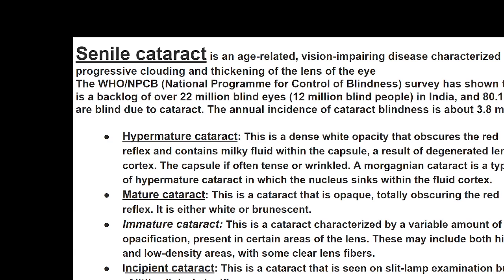Incipient cataract, where only on slit lamp examination it is seen but has no clinical significance. Immature is by variable amount of the opacification which is present and can be seen as a low density area when you look at the eyes. Mature cataract is opaque and it can obscure the red reflex, and hence it looks reddish or whitish in color. Hypermature is when it has become very dense and the complete red reflex is lost, it will be totally opaque, either red or whitish in color, and it may have an irregular surface, the lens may be wrinkled as such.